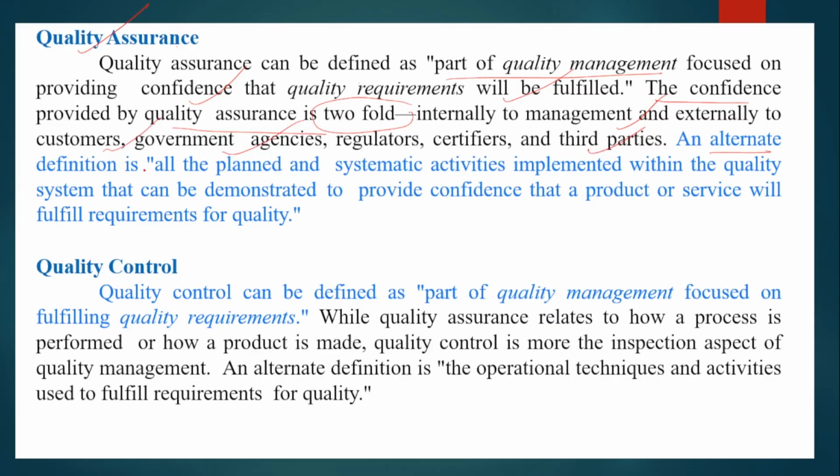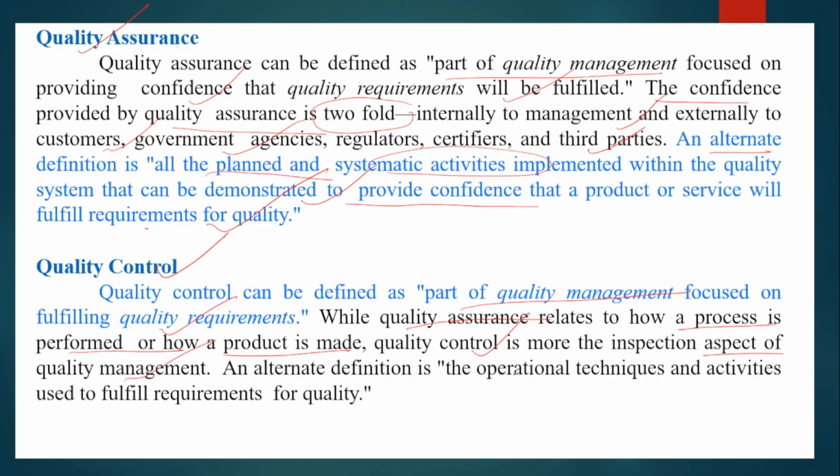An alternative definition is all the planned and systematic activities implemented within the system that can be demonstrated to provide confidence that a product or service will fulfill requirements for quality. Quality control. It is also part of quality management, focusing on fulfilling the quality requirements. Quality assurance relates to how a process is performed or how a product is made, whereas quality control is more the inspection aspect of quality management.